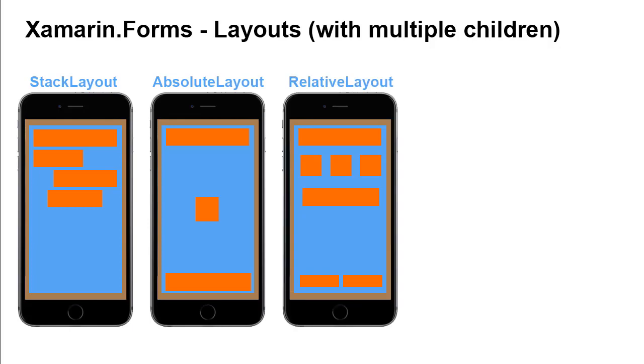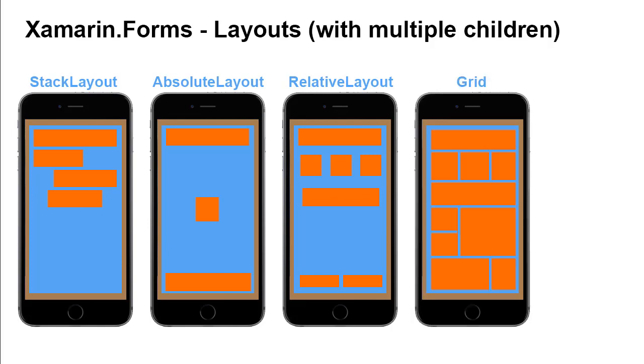The relative layout allows us to put items relative to one another by creating constraints. If you've done any Xcode development for iOS, the layouts in Xcode using constraints are very similar to doing relative layouts. And I actually like the relative layout in Xamarin better than I do the iOS Xcode layout. Then there's grid layouts. We can create a grid and drop items into that grid of columns and rows.